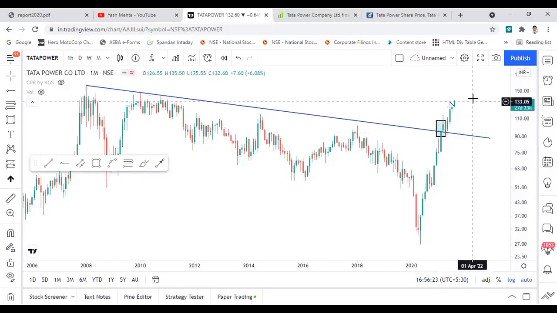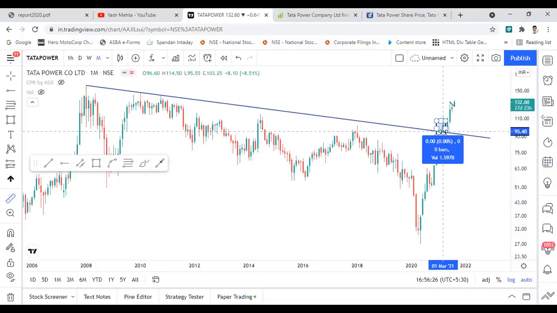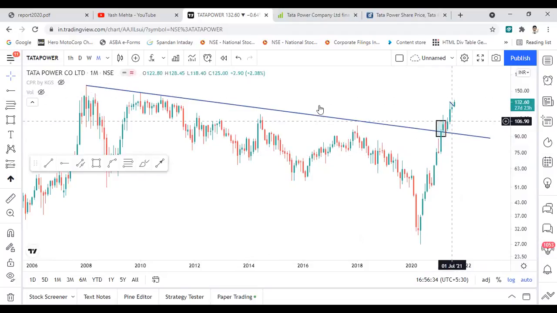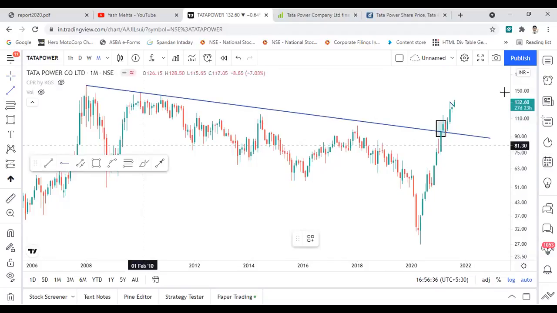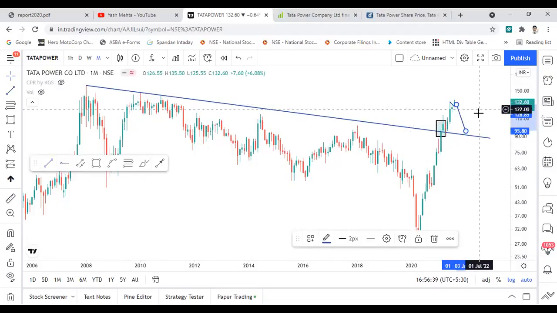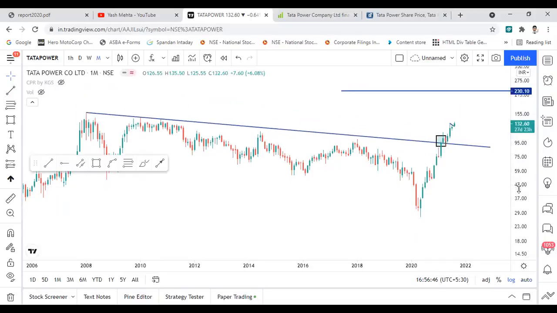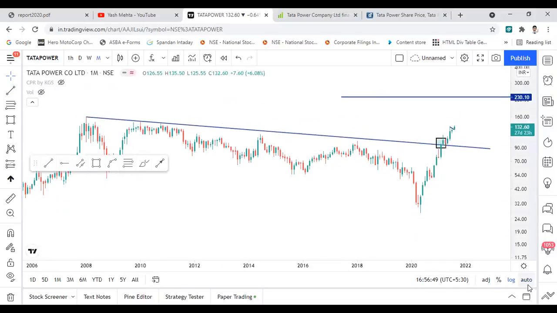And since the stock has given the breakout and is already up, I won't suggest that investors or positional traders buy this particular stock now, because the stock has already rallied 43%. But what one can do is add this particular stock on dips. If it comes down to around the 110 level, then one can accumulate this stock for investment or a positional trade based on this monthly time frame breakout.